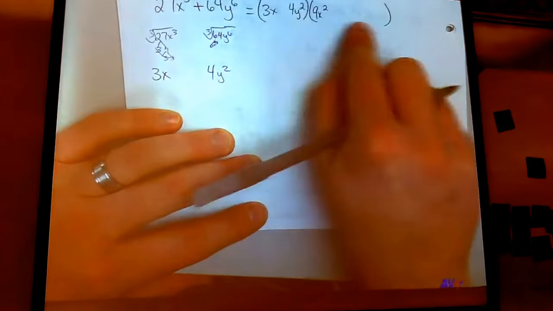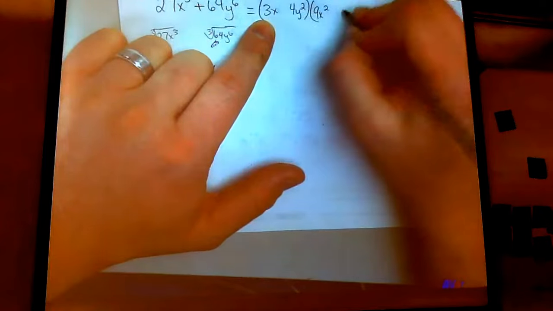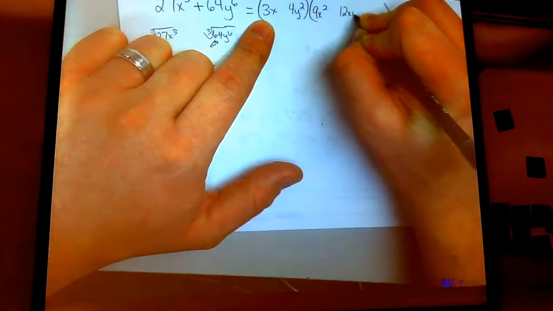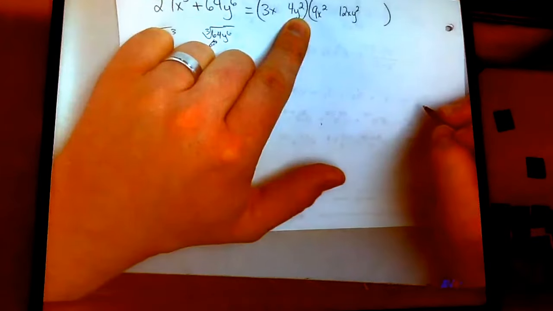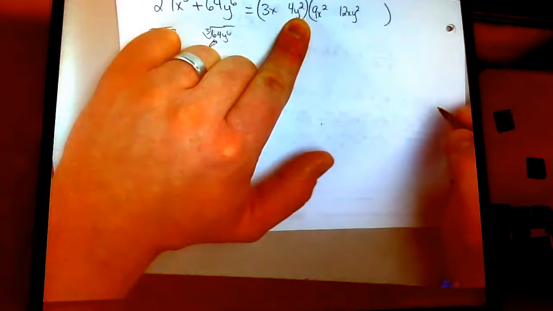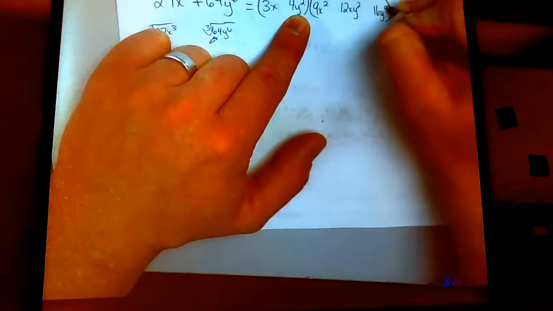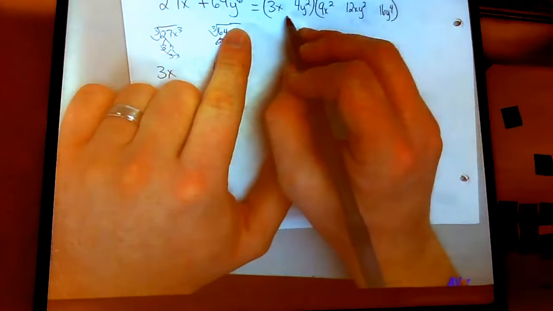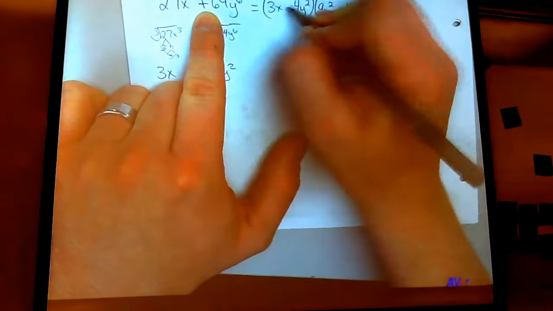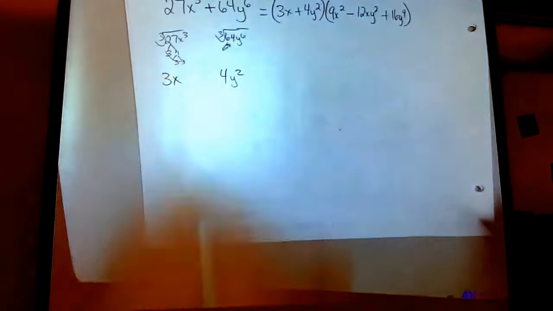Multiply those together, put it in the middle. What do you get when you multiply those together? 12xy squared. What do you get when you square that? 16y to the 4th. Then come through and fill in the signs. Positive, negative, positive. Same as that, so positive, opposite of that, negative, always positive.